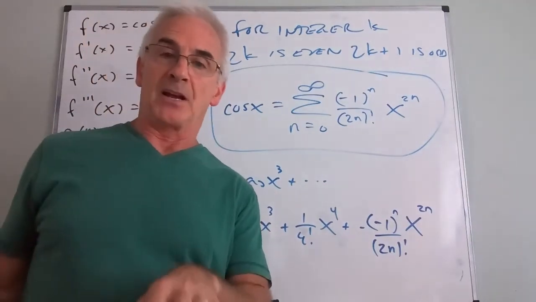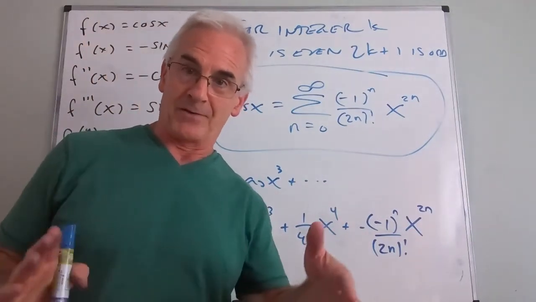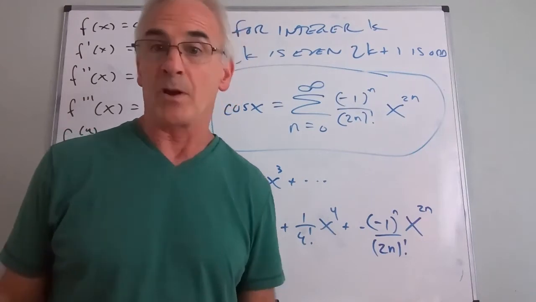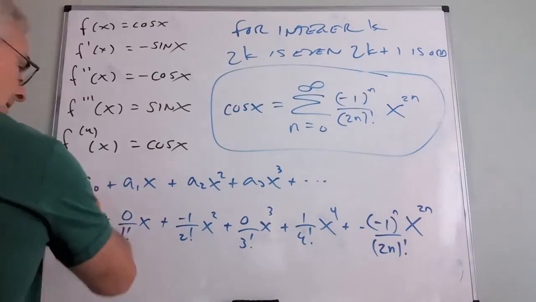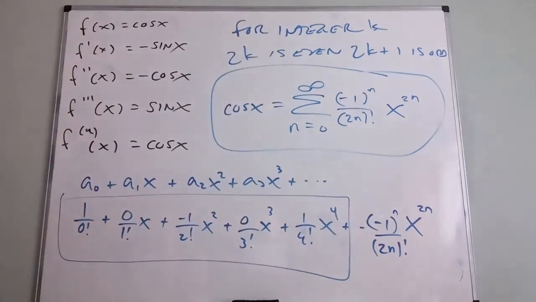For example, last day I did the thing with sine x. Remember, I graphed it on the graphing calculator and showed you how close it was. What if I wanted to do the same thing with cosine x? Could I literally just graph this on my graphing calculator? Can I just do that much?